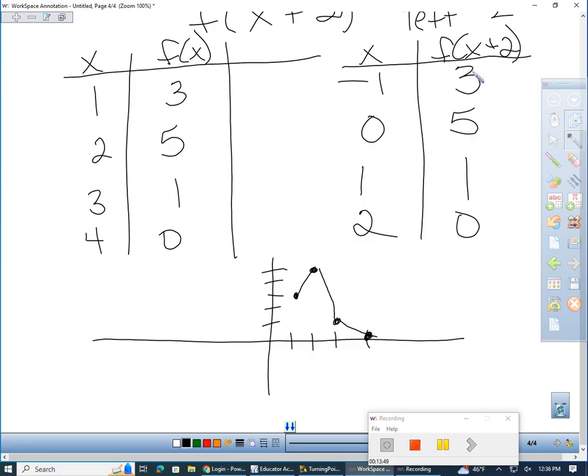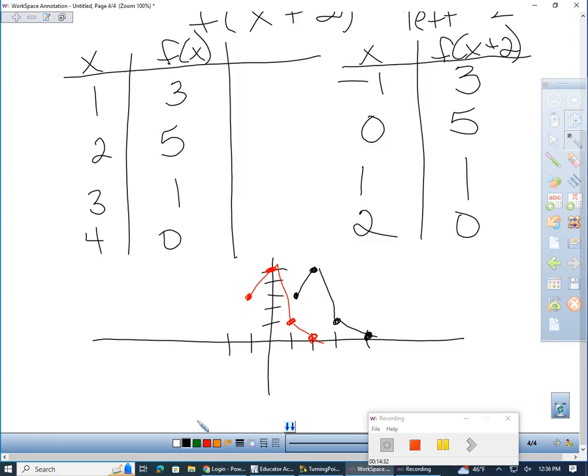So now, let's see when I do my second one if it has moved over 2. All right, so negative 1, 3. 0, 5. 1, 1. And 2, 0. Does it look like the same thing moved over 2 units? Hopefully. That's the idea. So you have to do one of those in your homework today. Okay. We're doing great.